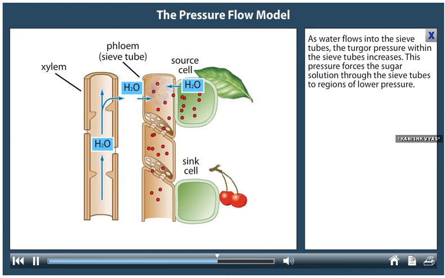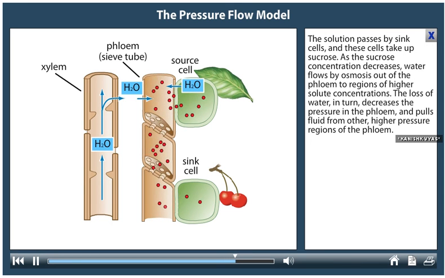As water flows into the sieve tubes, the turgor pressure within the sieve tubes increases. This pressure forces the sugar solution through the sieve tubes to regions of lower pressure. The solution passes by sink cells, and these cells take up sucrose.